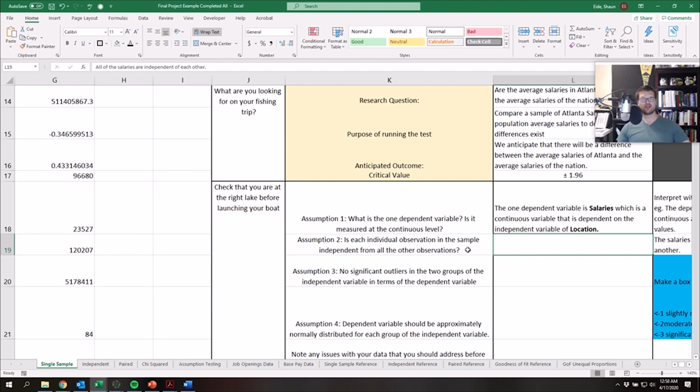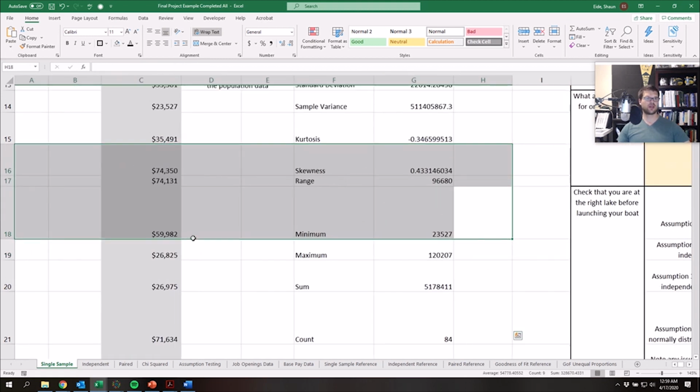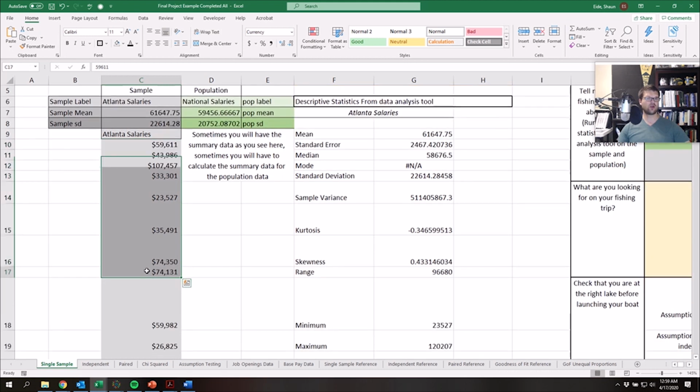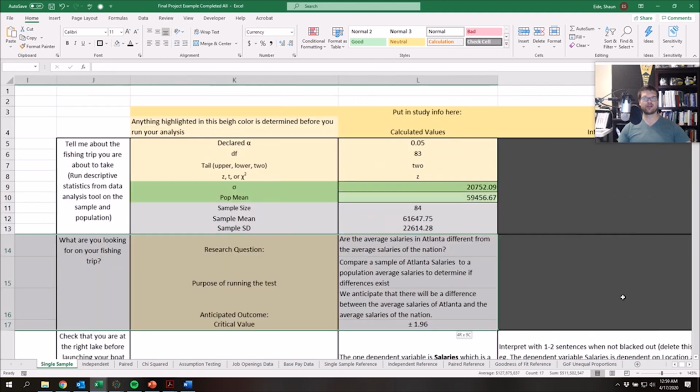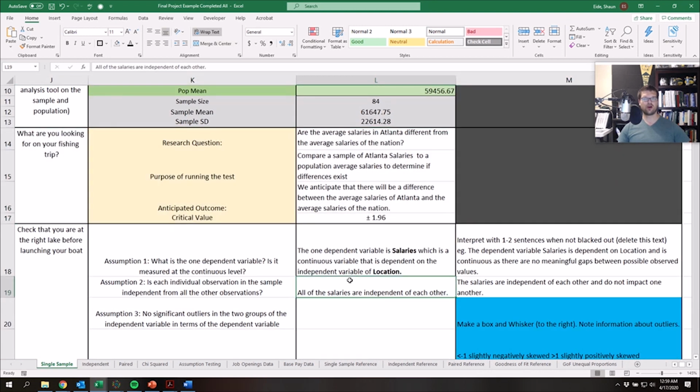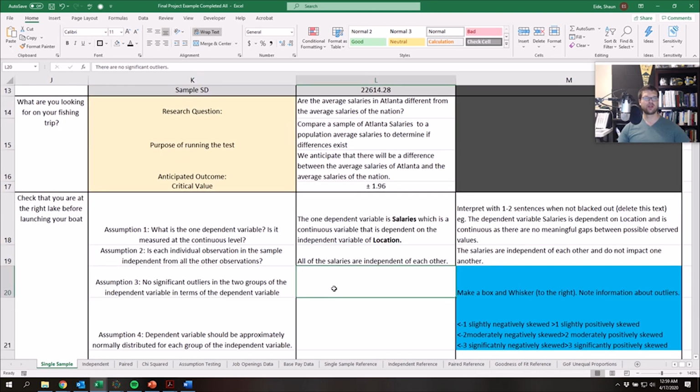Next, assumption 2 is: is each individual observation in the sample independent from all the other observations? Basically what we're saying is, are all of these independent? Is this one dependent on this? Is this one dependent on this? And we know that every single last one of these is completely separate from each other. So therefore, we're going to put all of the salaries are independent of each other.